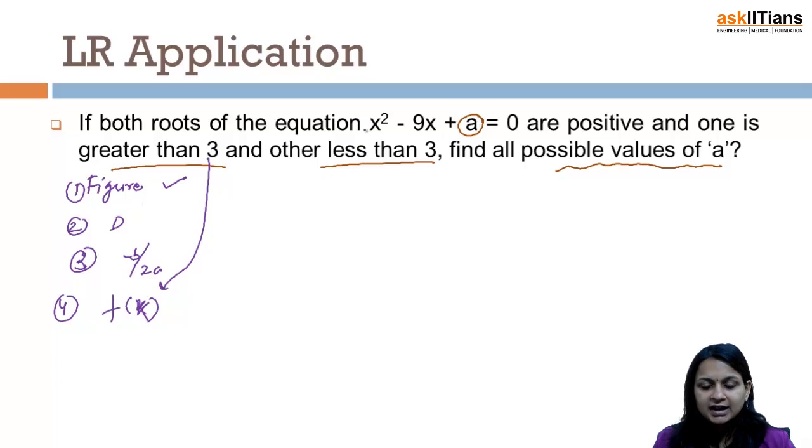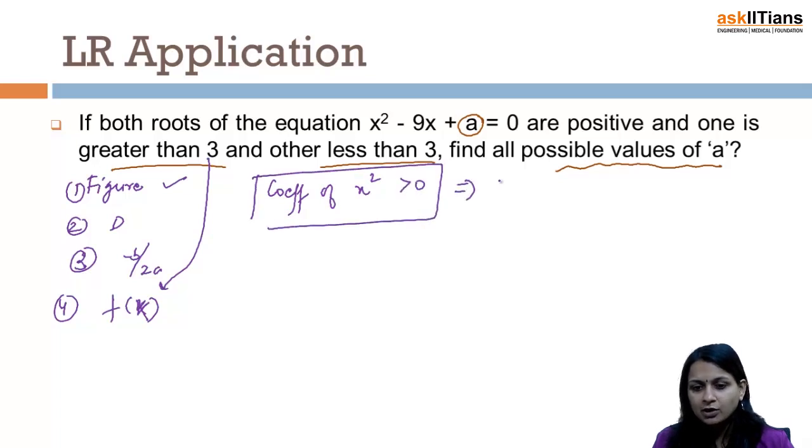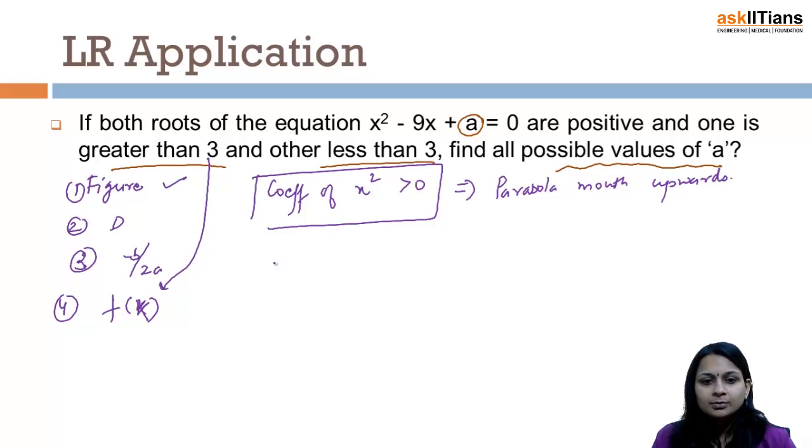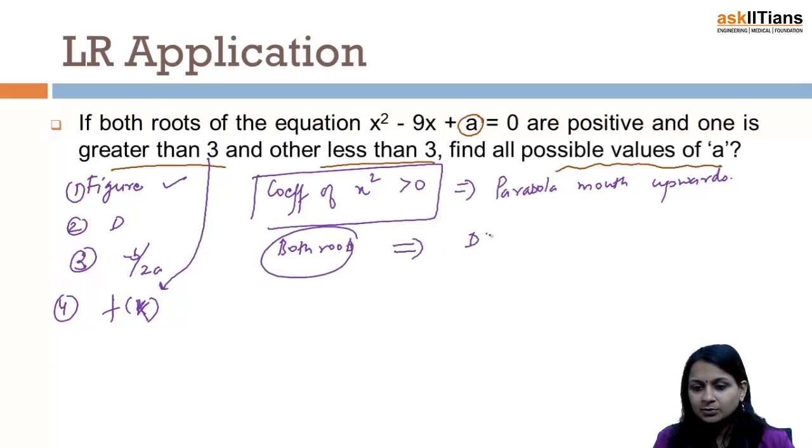Now here we can see that a, that is the coefficient of x square, is positive. So the coefficient of x square is greater than 0, so that implies that the parabola's mouth will be upwards. Now because there are 2 roots, that automatically implies that the discriminant D will be greater than 0. That means the parabola will cut the x-axis 2 times.